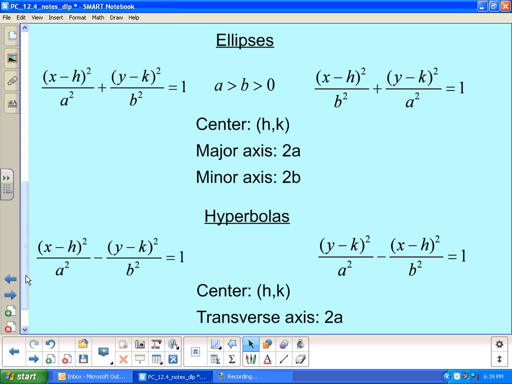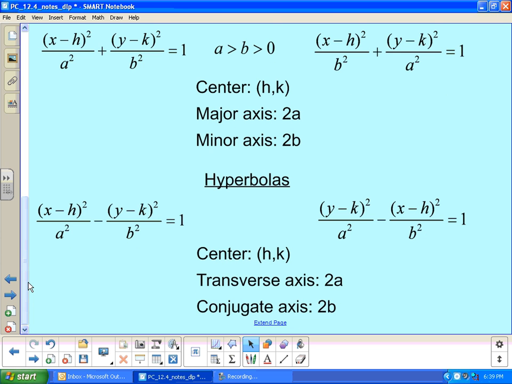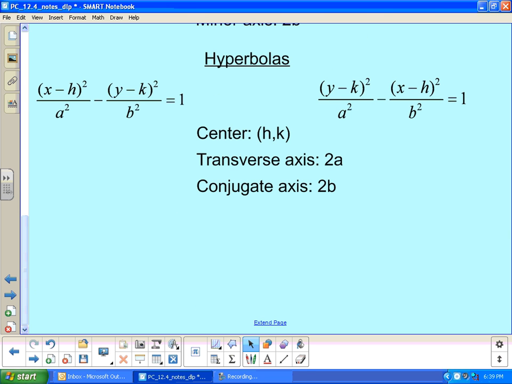Nothing changes with the axes. The a's and b's are just a distance away from my center. So for wherever my center is, once I know that, I'm able to just work with these a and b values. And the same thing again with the hyperbola. Conjugate axis, transverse axis. All right, so there they all are.